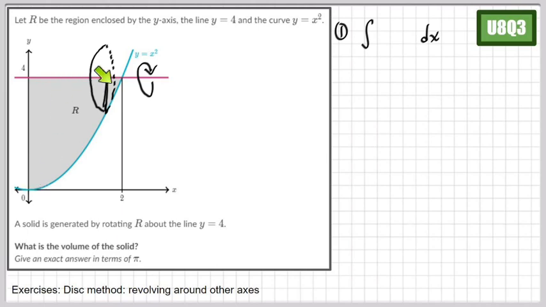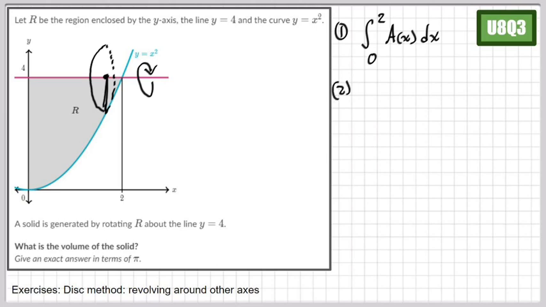How are we going to find the radius? Well, actually, better question, what are my x's? What's my lower bound and upper bound? It looks like my lower bound is 0, and then my upper bound is right here at 2. Okay, we're rotating around the y equals 4. All right, so we have to find our area function in terms of x.